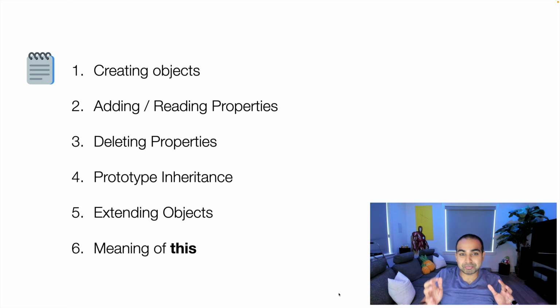And so there's 6 parts to what we're going to be doing. One is learn how to create objects, learn how to add and read properties on them, we'll learn how to delete properties, and then we'll go into some of the more advanced topics around prototype inheritance, how to extend objects, and the meaning of the magical keyword this, which you might have seen in various examples in other projects or other code snippets already. So let's go ahead and get started.